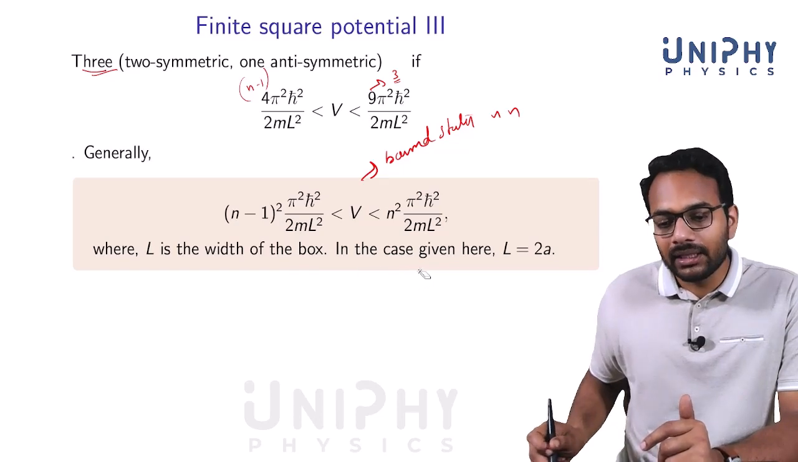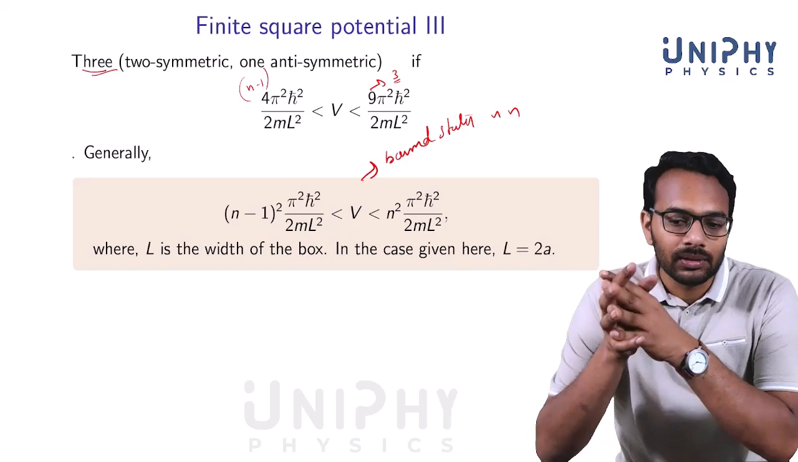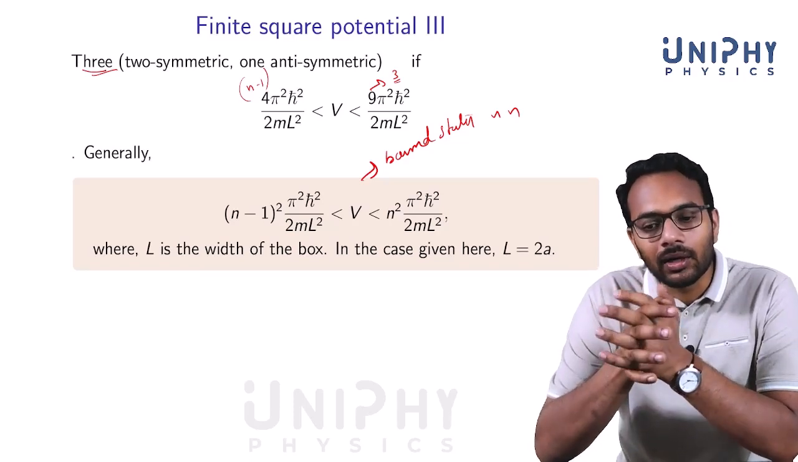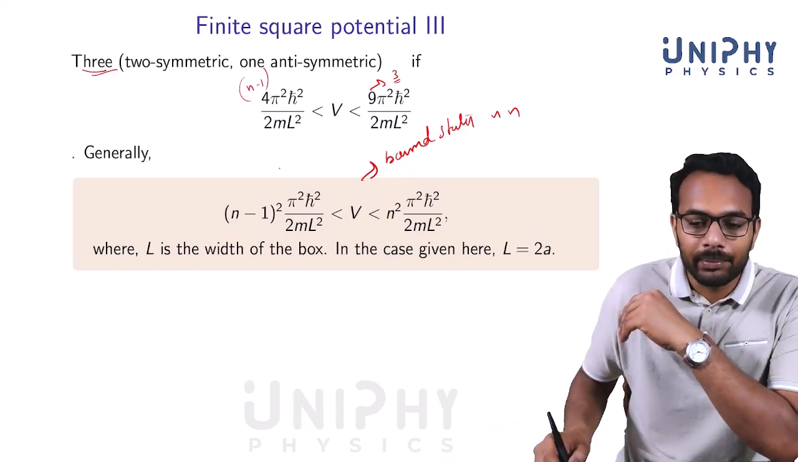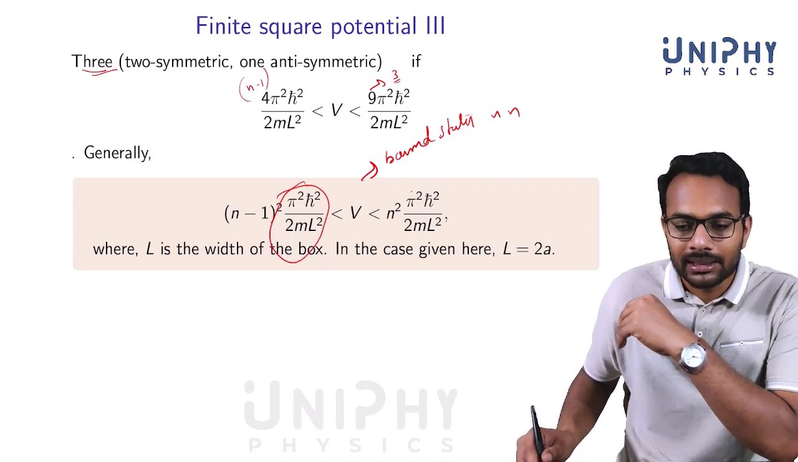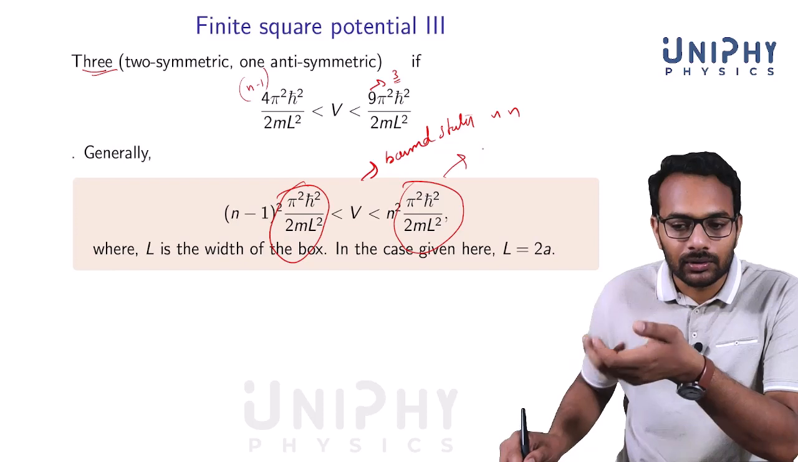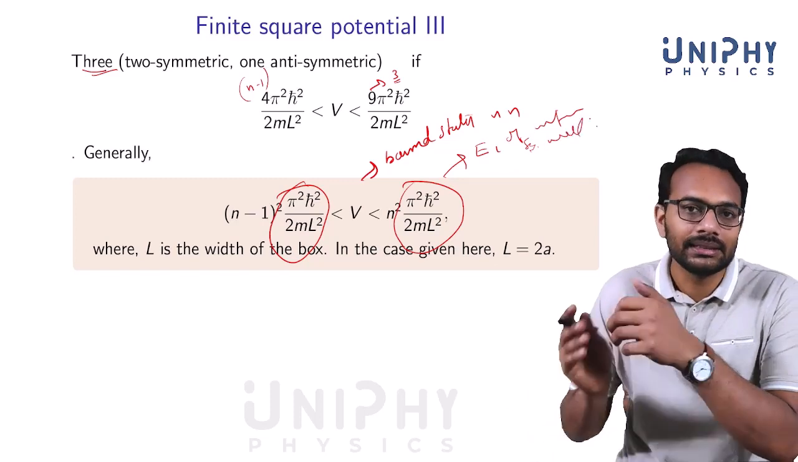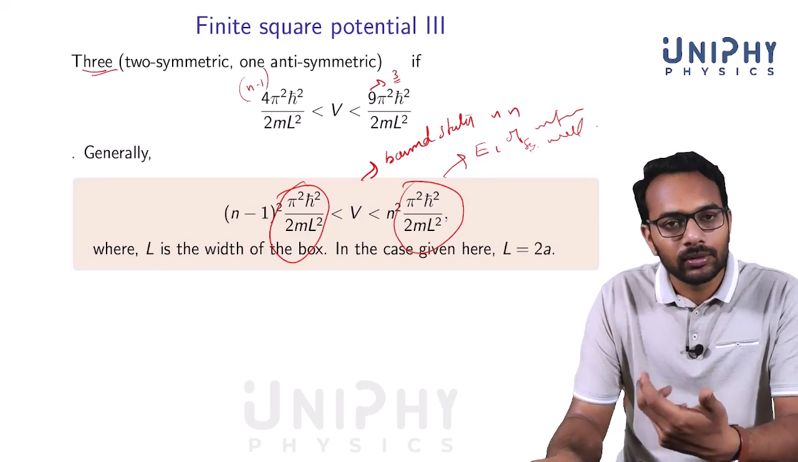So if a potential is given and you are asked to find the number of possible bound states, you write it in this form and then you can know how many bound states there are. This condition is easy to remember because the part appearing here is actually E1 of the infinite square well potential energy. All right, let's do a problem, then it becomes clearer.